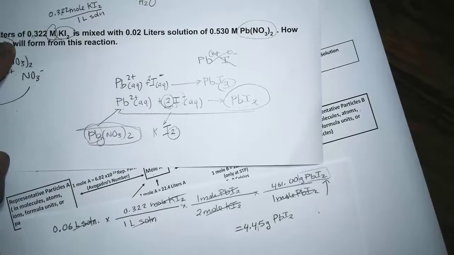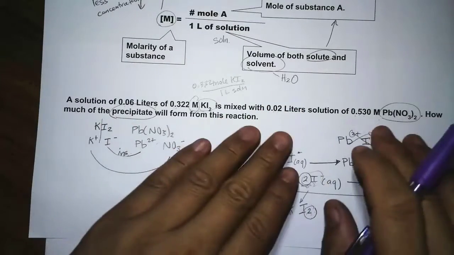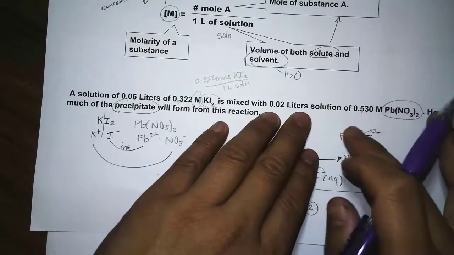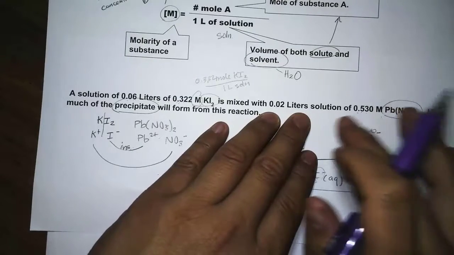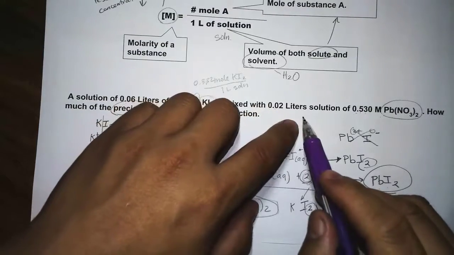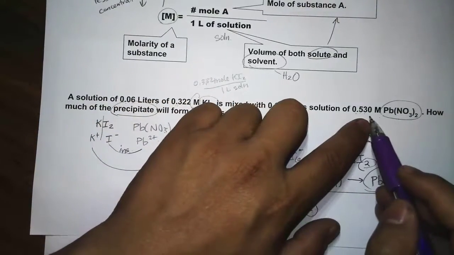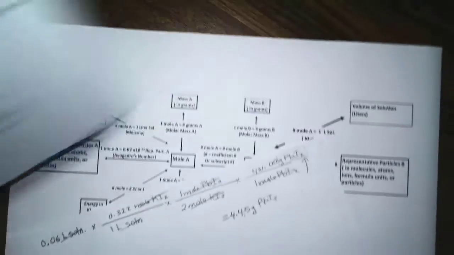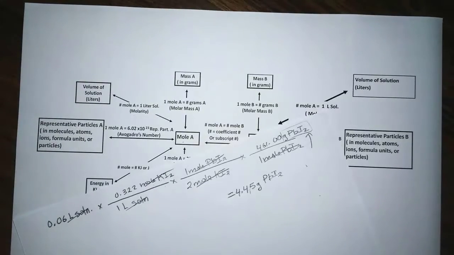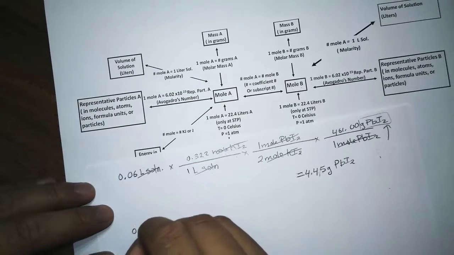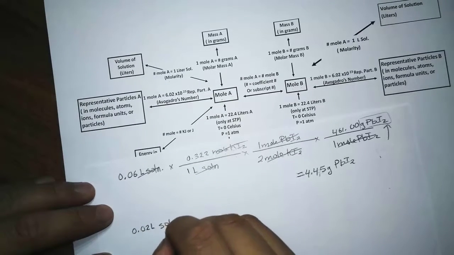So that's for one reaction. Because we have two different reactions, we have to look at the second reaction to determine how much precipitate will form from this given amount of reactant. So we have 0.02 liter of solution of 0.530 molarity lead nitrate. So let's plug into our stoichiometry flowchart. Of course, our solution in liters would be 0.02 liter of solution.